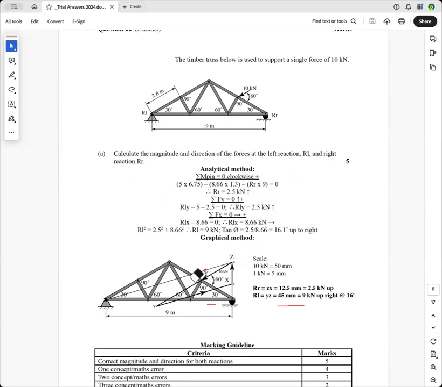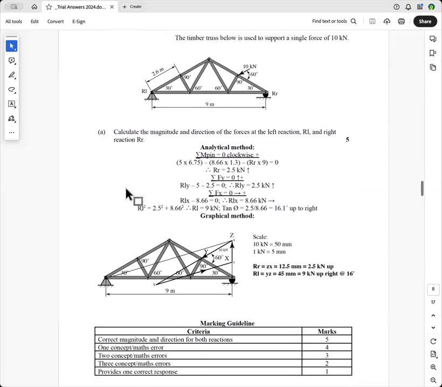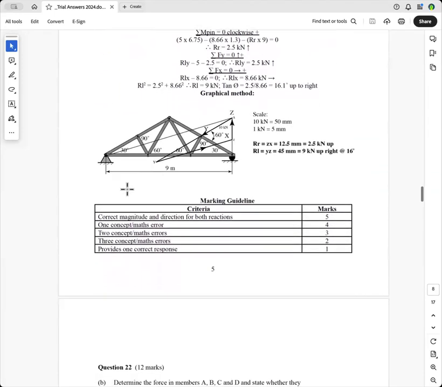And I was a bit disappointed because that's not a difficult question, although it's worth 5 marks. So make sure that you practice those.